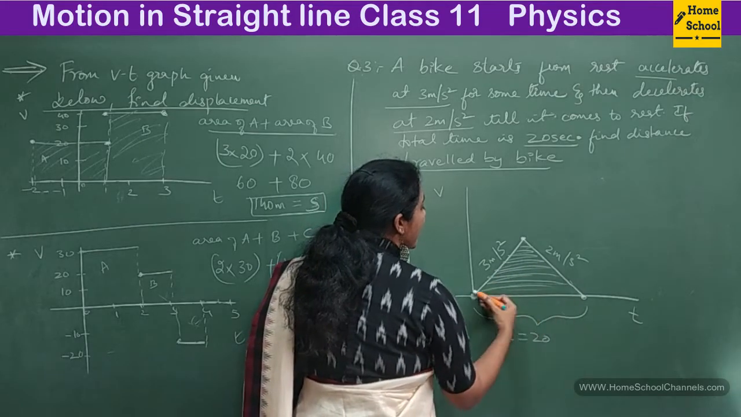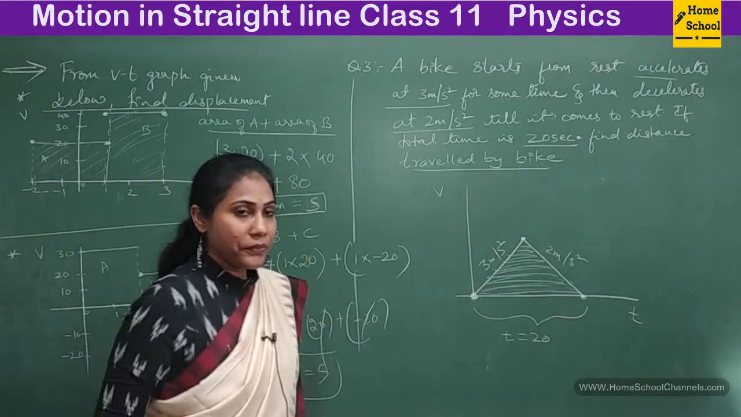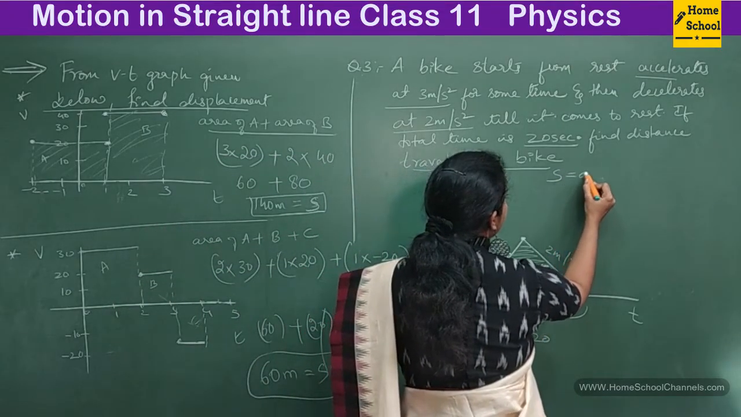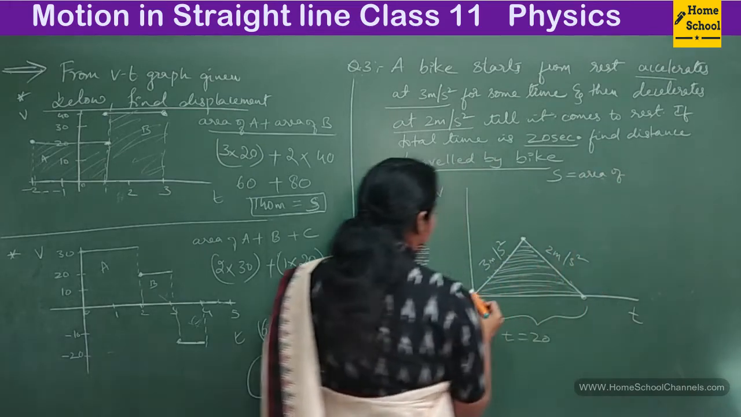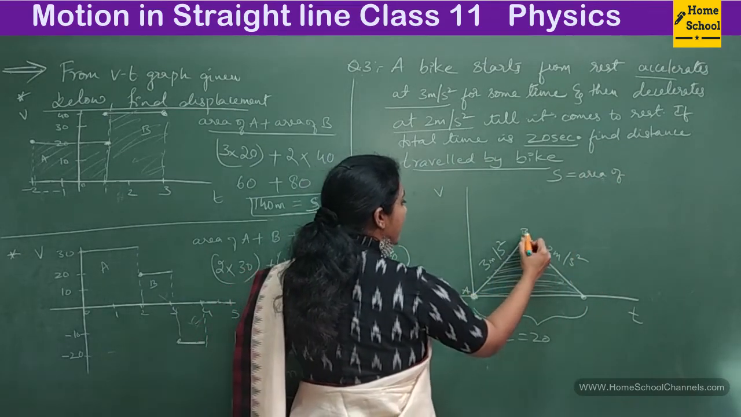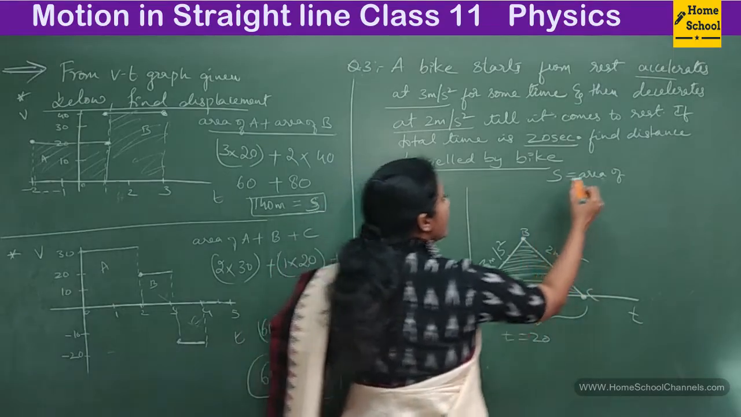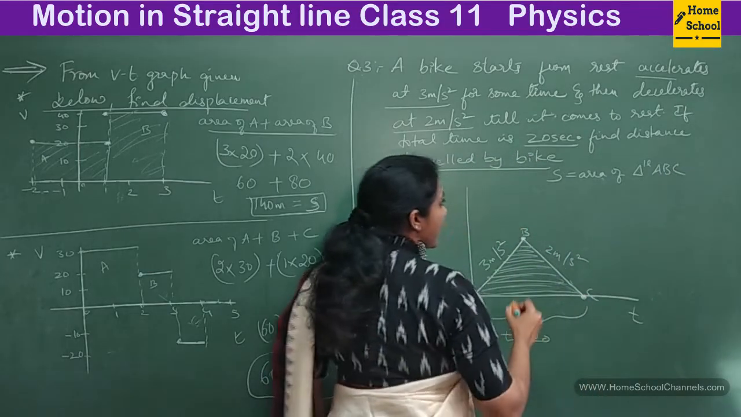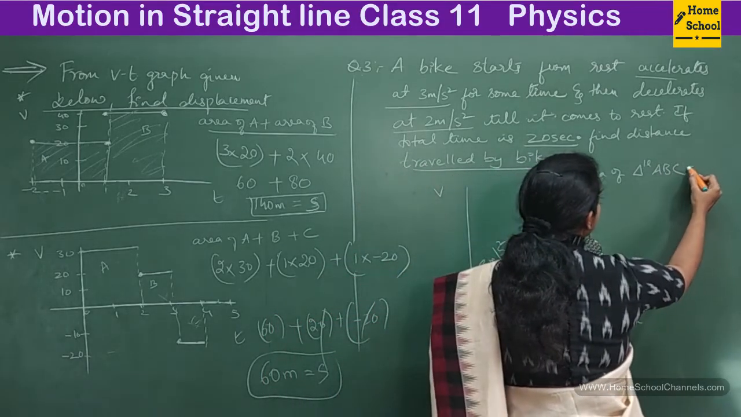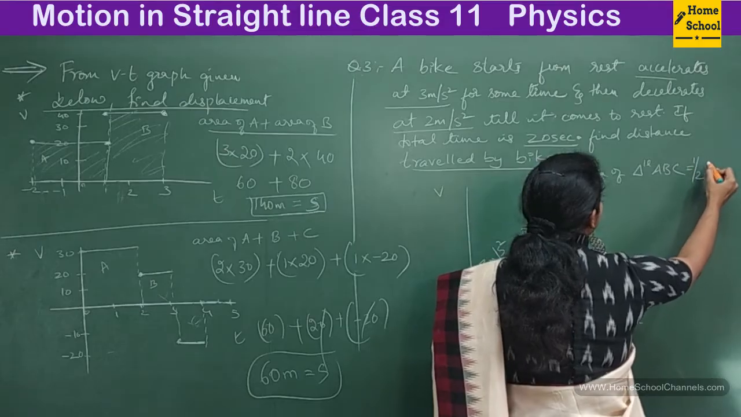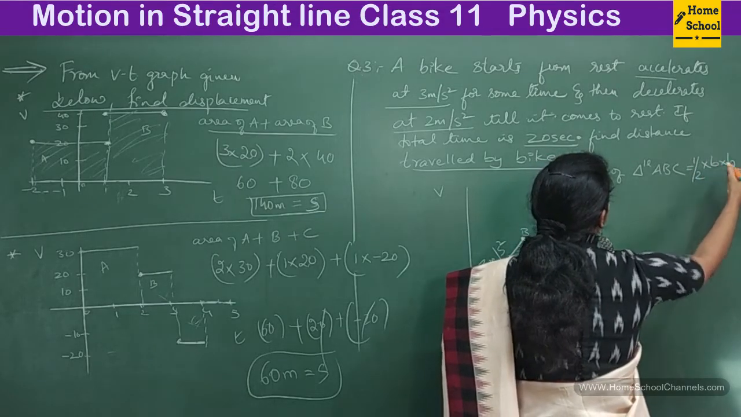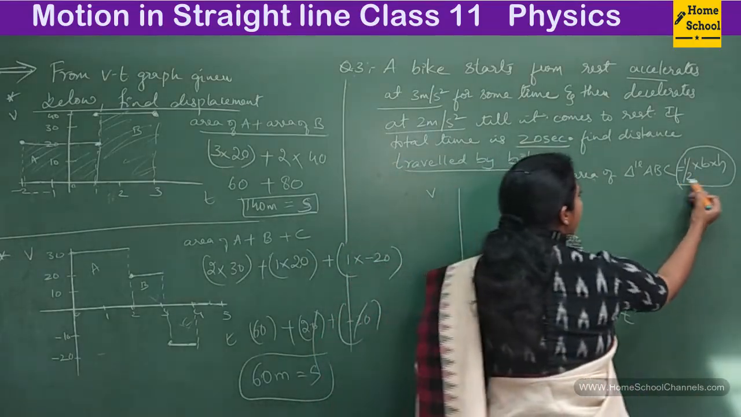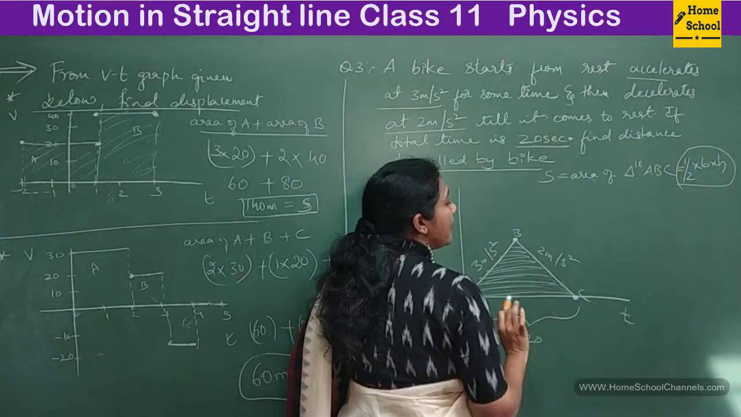If I have to find the displacement here, I just have to find out the area of this triangle. Okay, so what is the area of triangle? Say here distance S is equal to area of triangle. Let me call this point A, point B and point C. So area of triangle ABC is how much? Half into base into height, right? So this is the formula I have to use. If you can calculate this, you will get distance traveled by a bike, guys.